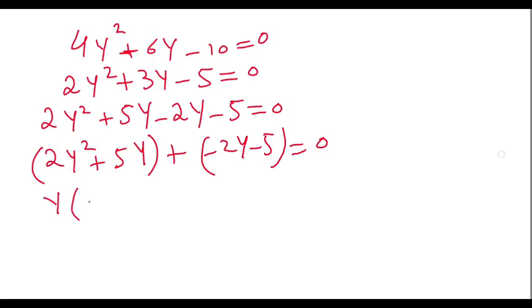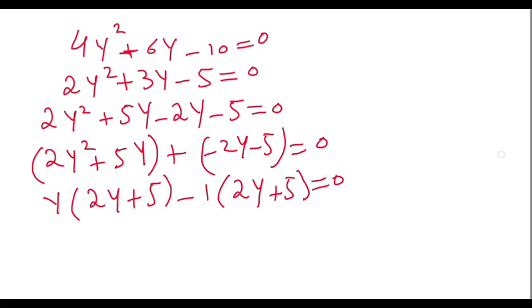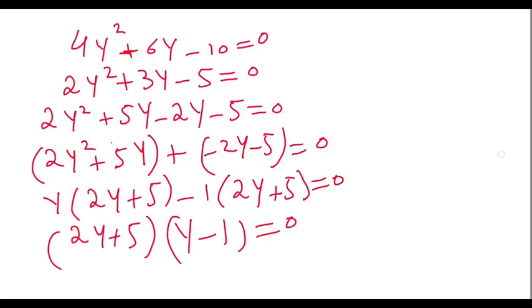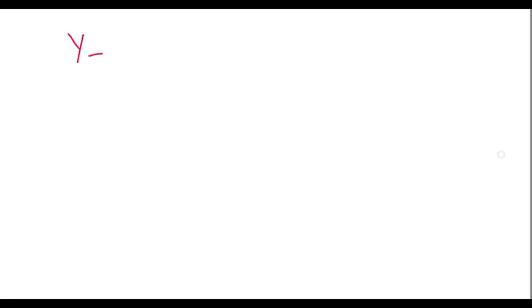Now y is common here, so we are left with 2y + 5, and on this side negative 1 is common, so we are left with a positive 2y and positive 5 is equal to 0. Therefore (2y + 5)(y − 1) = 0. So I factorized by grouping. You can factorize either way, or use the quadratic formula. So solving for y, y is equal to negative 5 over 2, or y is equal to positive 1.